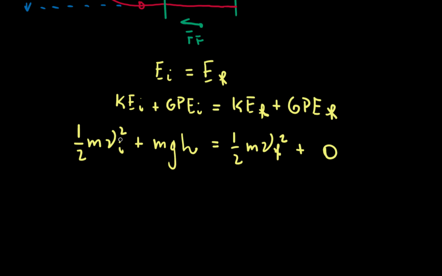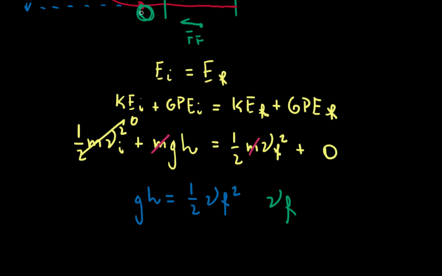Now, in your simulation, the car was not moving at the beginning either. So this also goes to 0. And if you notice, mass is gone. And now the only things that are left is gravity, which is a constant, times the height to drop this car equals 1/2 velocity final squared, which means that the velocity in which the car hits this part of the track right there is proportional to the square root of height.